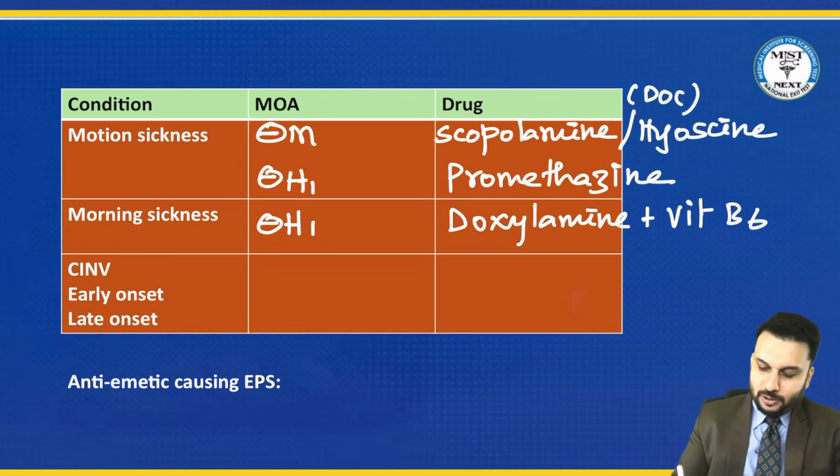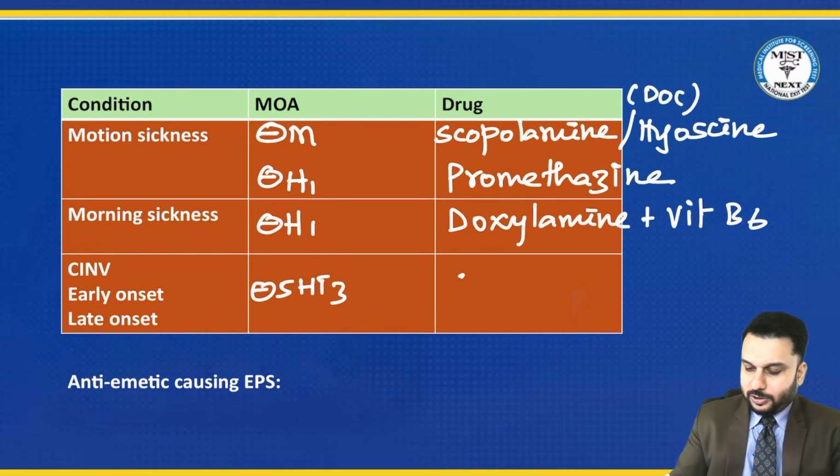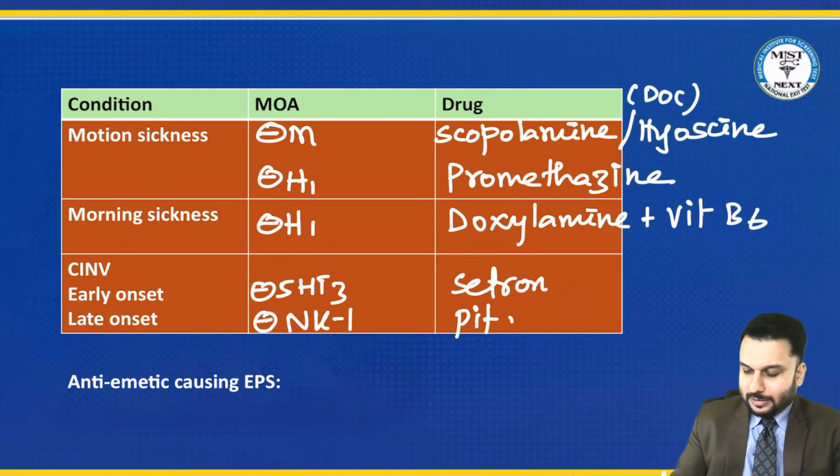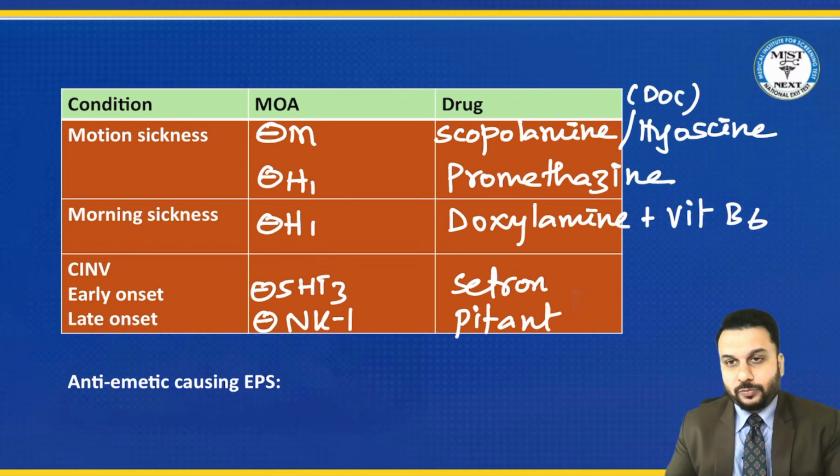Chemo induced, we just now said. Early onset is 5-HT3 blockers. 5-HT3 blockers, they are called cetrons. Late onset, there is neurokinin inhibitors, NK1 inhibitors or substance P inhibitors if you see. They are called petants, just now we saw.